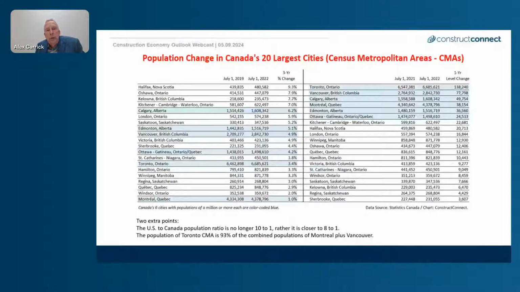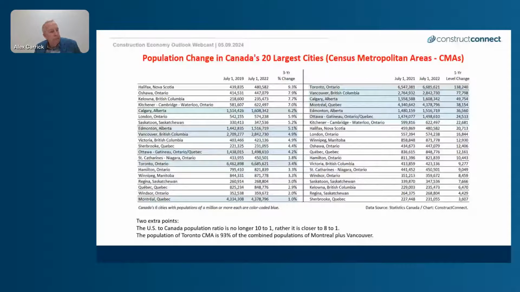Now, here's another statistic, and it will be particularly of interest to Canadian registrants, because this kind of blows my mind. The population of Toronto, not including outlying regions like Guelph and Barrie and Oshawa, compared with the 2 next biggest cities in the country, Montreal and Vancouver, is 93%. Toronto is almost the same population as Montreal plus Vancouver.